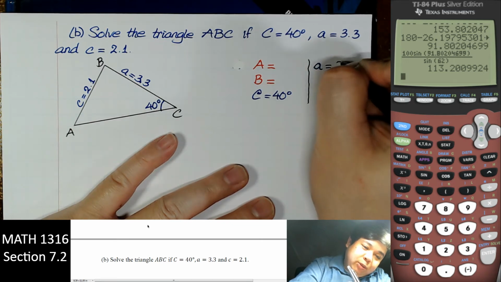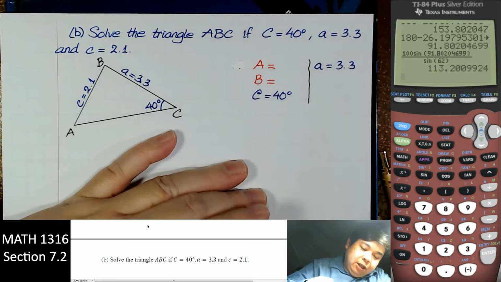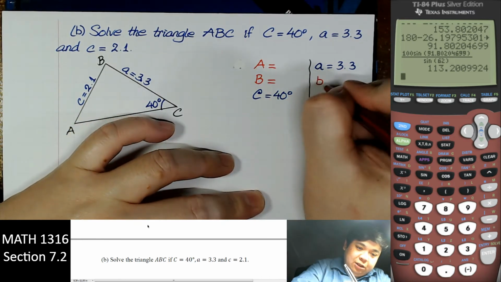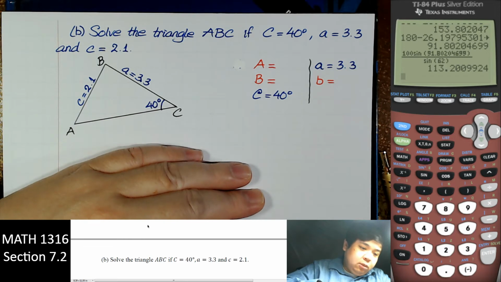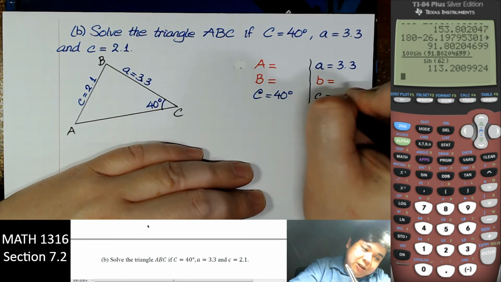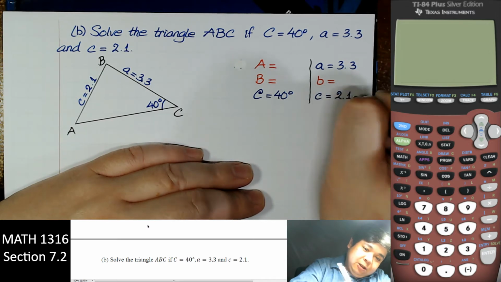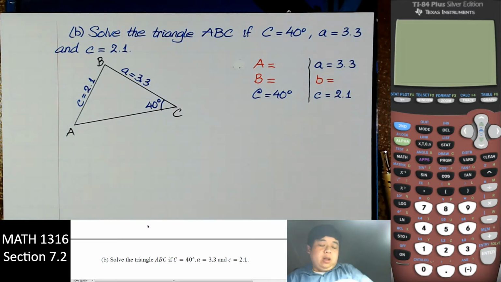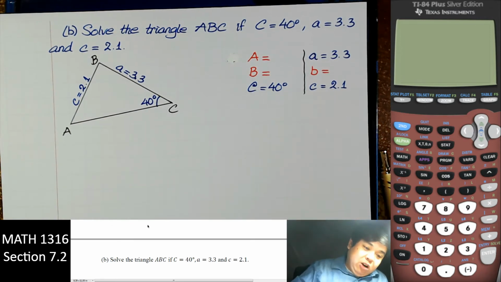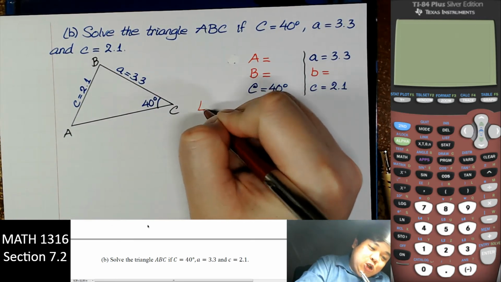Little a is 3.3. We don't know little b, and we do know little c. Obviously, we have a pair of opposite side and angle, so we use the law of sines. Sorry, I mentioned that too many times.